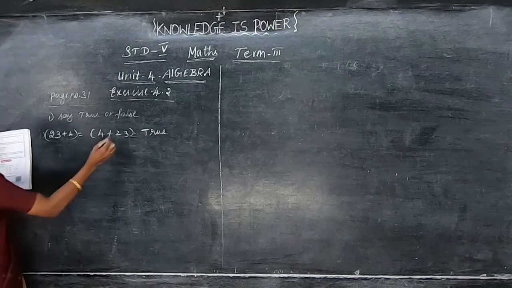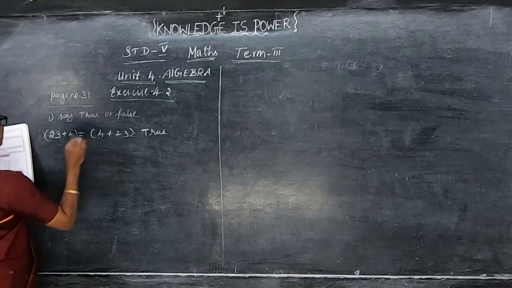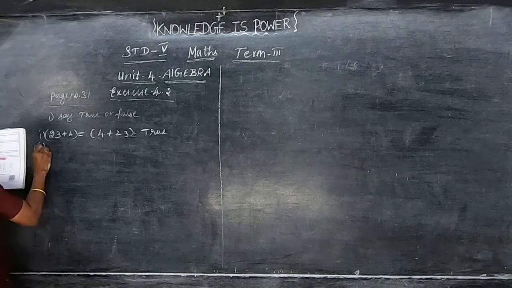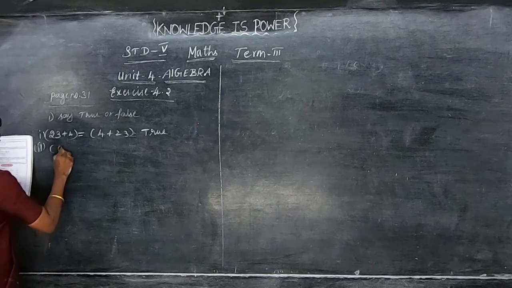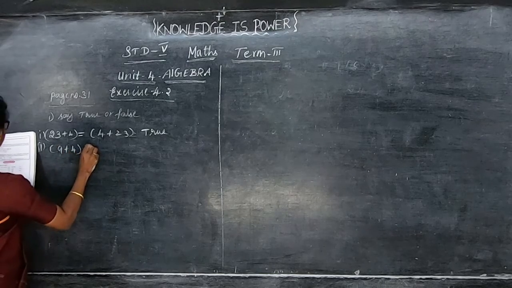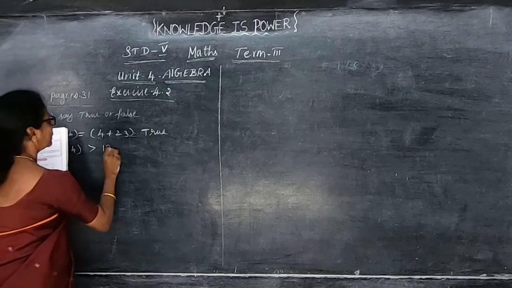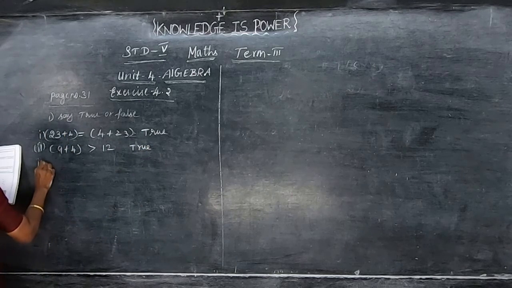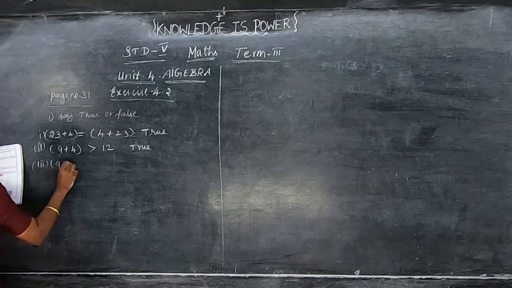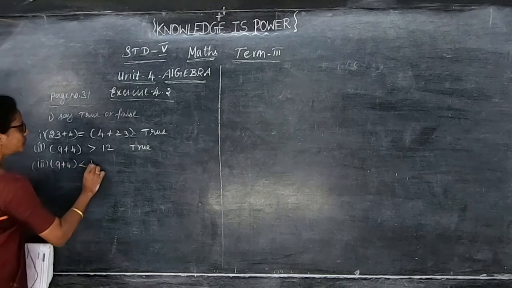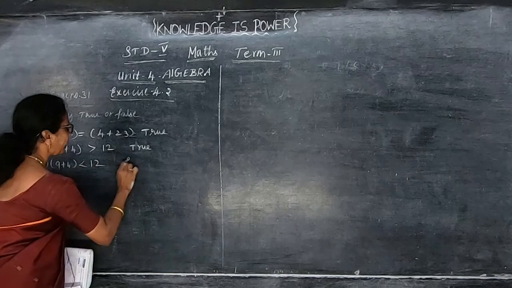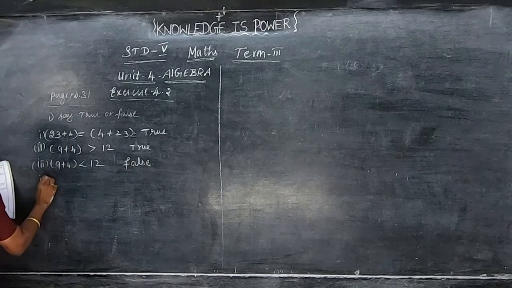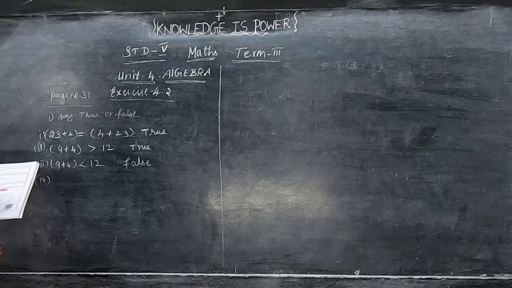23 plus 4 is equal to 4 plus 23, that is true. Second sum, 9 plus 4 is greater than 12. Yes, that is true. 9 plus 4 is 13. And third one, 9 plus 4 less than 12, that is false. 9 plus 4 is 13. 13 less than 12, that is false.